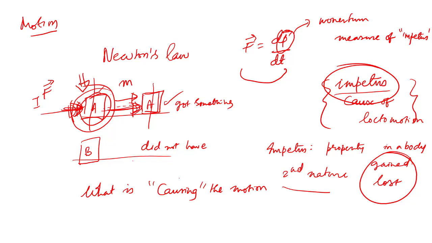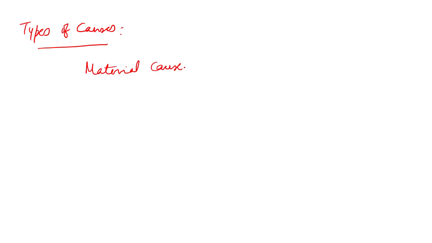So when we ask what is causing the motion, we need to think about different types of causes. For example, let's look at these different types of causes briefly. So we have material cause, that is what makes up a substance, and I will give you an example that makes it easier to understand. And the second thing is formal cause, and then we have efficient cause, and then the final cause.